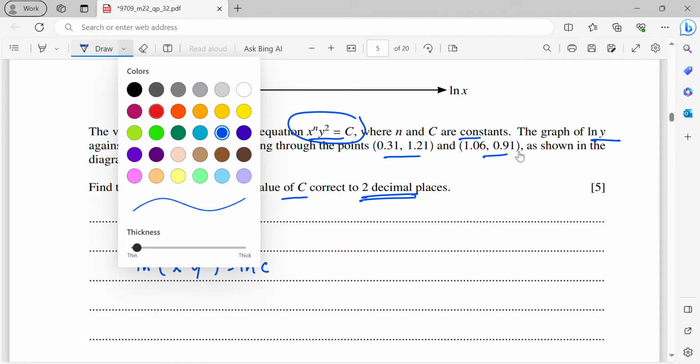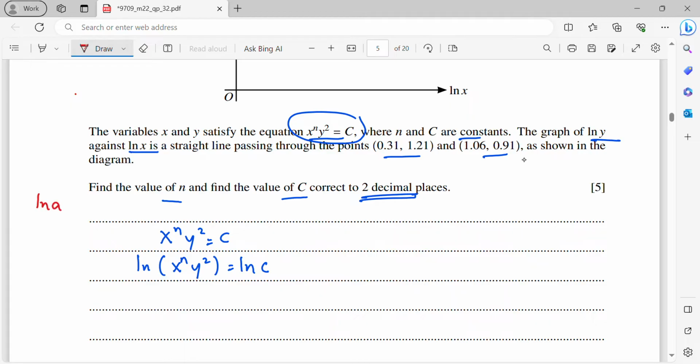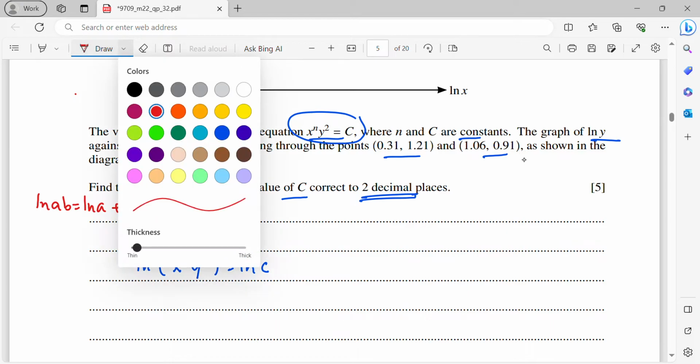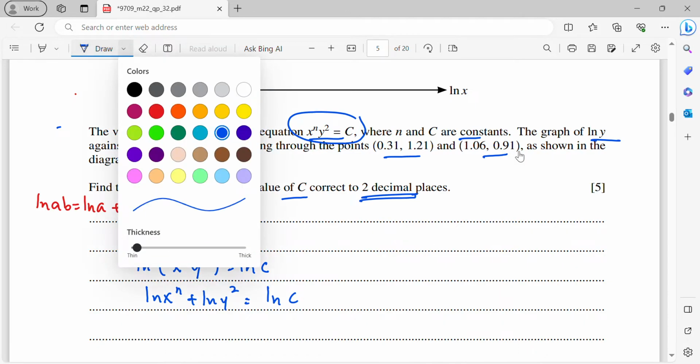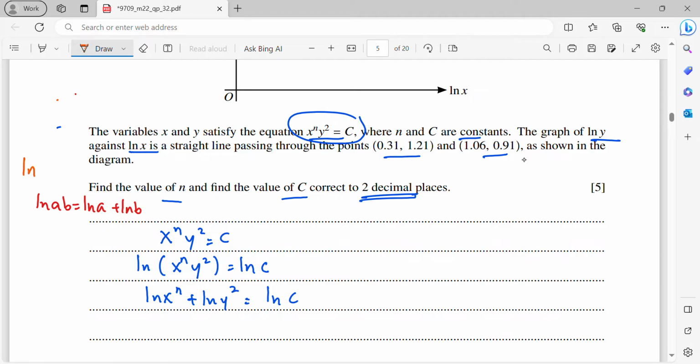And then now here I will use the formula. ln AB is ln A plus ln B. Now I will split it into 2 ln. It will be ln x to the power n plus ln y squared equals ln c. And then we have another formula, which is ln A to the power B is B ln A. So now the power n and power 2 can be brought down. Then I will get n ln x plus 2 ln y equals ln c.